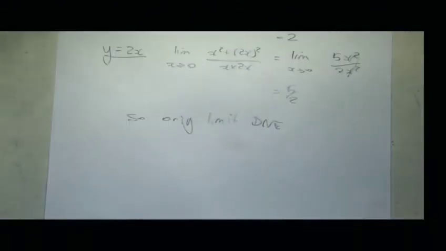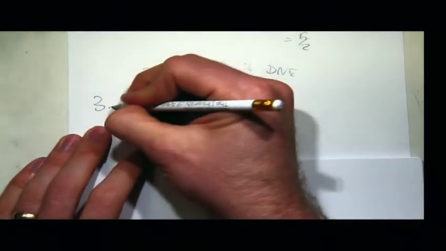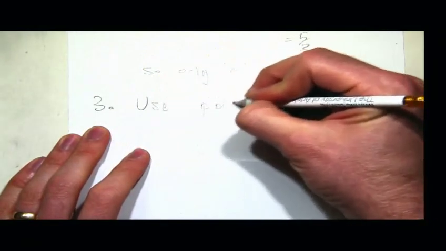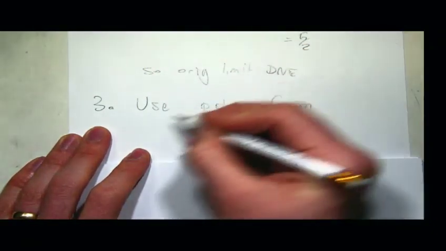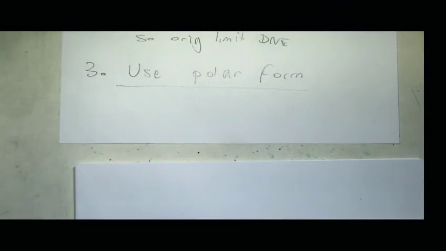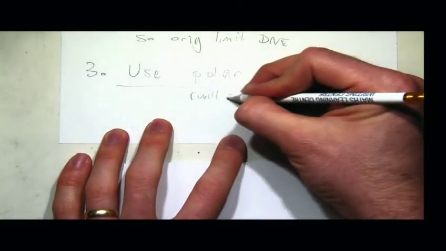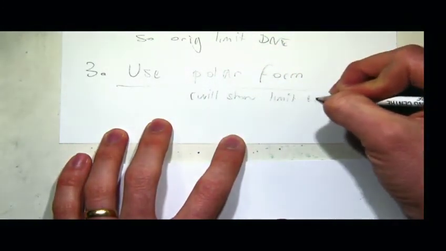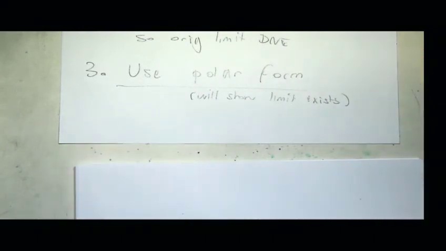Okay, so the final strategy to use, which you may use before this if you want to, is to use polar form. Strategy 3. Use polar form. Now this will allow you to show that a limit exists, by the way. The other ones will only allow you to show that a limit doesn't exist or increase the evidence that it should.